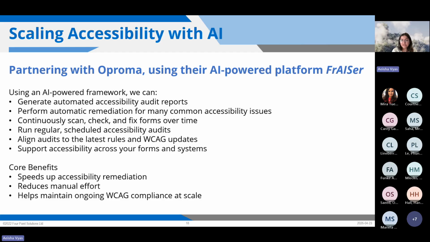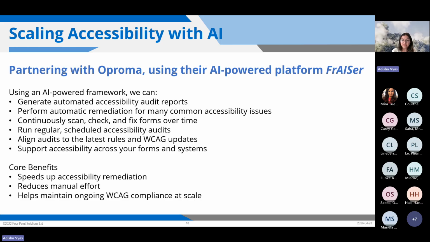And this is where we see a strong role for AI to support accessibility work. As a part of this journey, we have partnered with Oproma, using their AI-powered accessibility platform Fraser, to help address this challenge at scale. By leveraging an AI-powered platform, we can take the same principles and fixes you saw today and apply them across large form inventories much more efficiently.